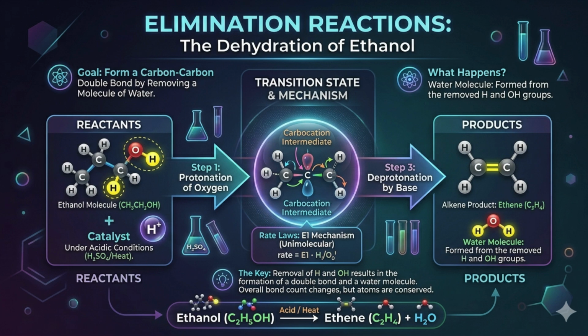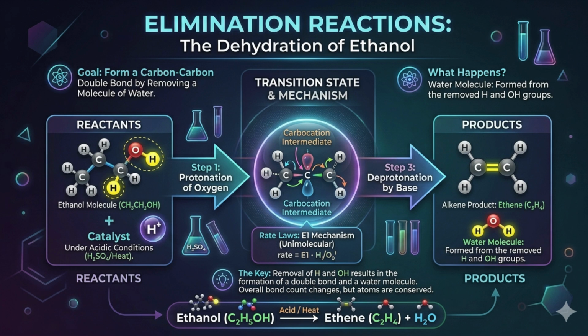Step 2, the transition state. As we move into the transition state, the water molecule leaves, creating a carbocation intermediate. Look at the center of the graphic. You'll see the positive charge on the carbon atom. Because this specific rate-determining step involves only the ethanol derivative, we call this an E1 mechanism, or unimolecular elimination. The rate law is defined by rate equals k[ethanol].